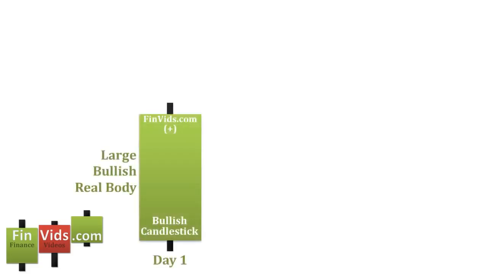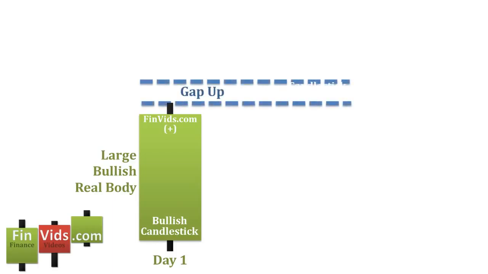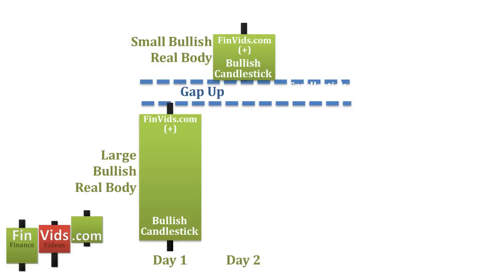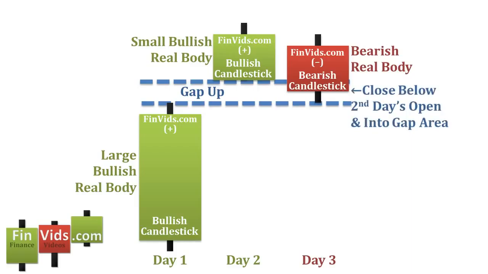First day of the Upside Gap Tasuki is a large bullish candlestick. This is followed by a gap up and a small bullish real body candlestick. The next day is another small body candlestick, but this one is bearish. It's important that the close is in between the gap.